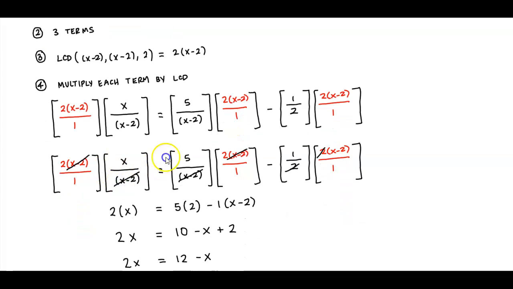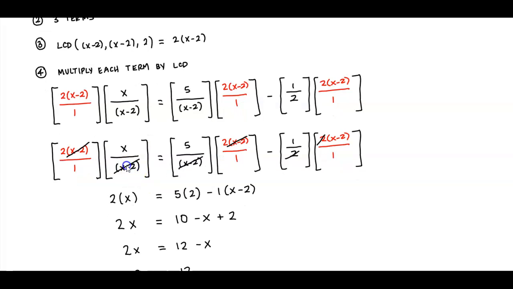So in the next step, we're going to simplify. So we know that x minus 2 goes into x minus 2 one time. So we have 2 times x. Equals x minus 2 goes into x minus 2 one time. So we have 5 times 2. Minus 2 goes into 2 one time. So what's left is 1 times x minus 2.